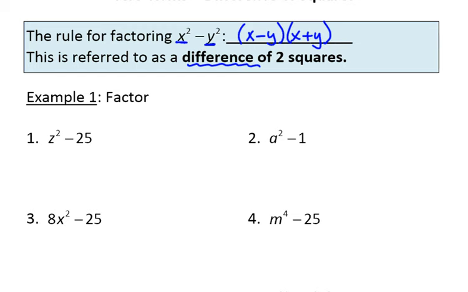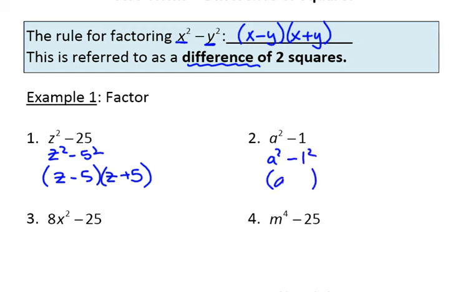Number 1, z squared minus 25, that's z squared minus 5 squared. So that's going to factor into z minus 5 times z plus 5. Number 2, a squared minus 1, that's a squared minus 1 squared. So that's going to factor into a minus 1 times a plus 1.